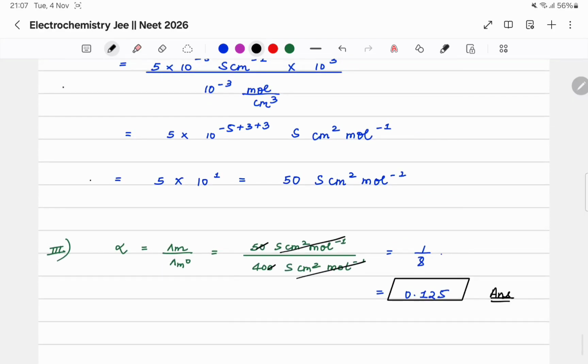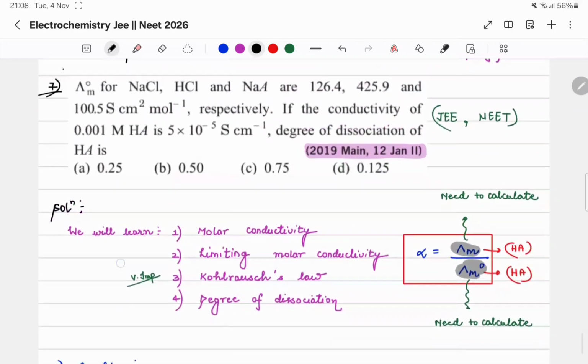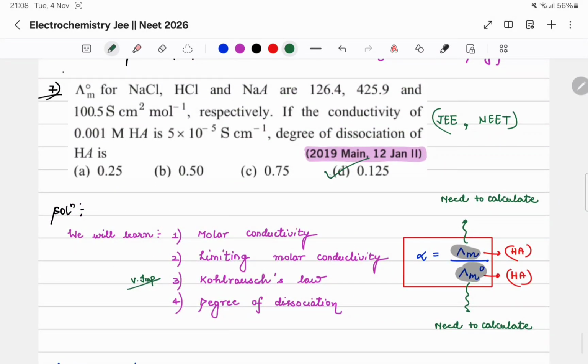0.125. And one more thing you always keep in mind about lambda m and lambda m naught, just logically think. If you know the answer will come from 0 to 1, then the denominator will be high. So you check, it is 400, and the numerator is low, that is 50. So don't be confused, this is just simple math. So we got 0.125. So let me take the answer, that is your 0.125.